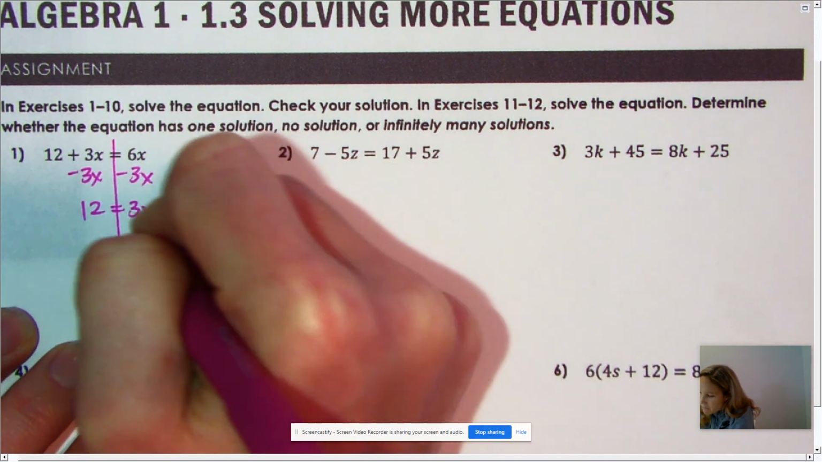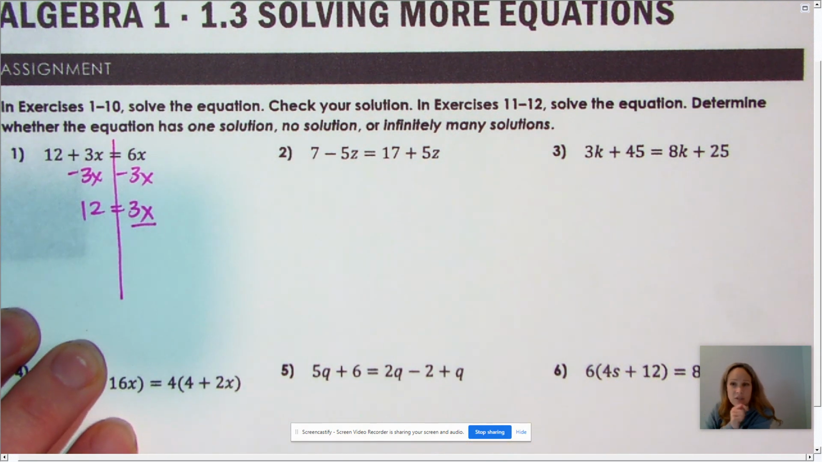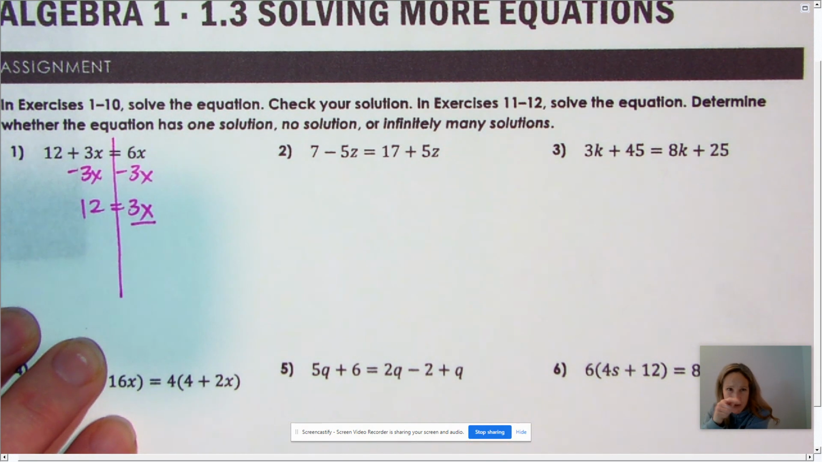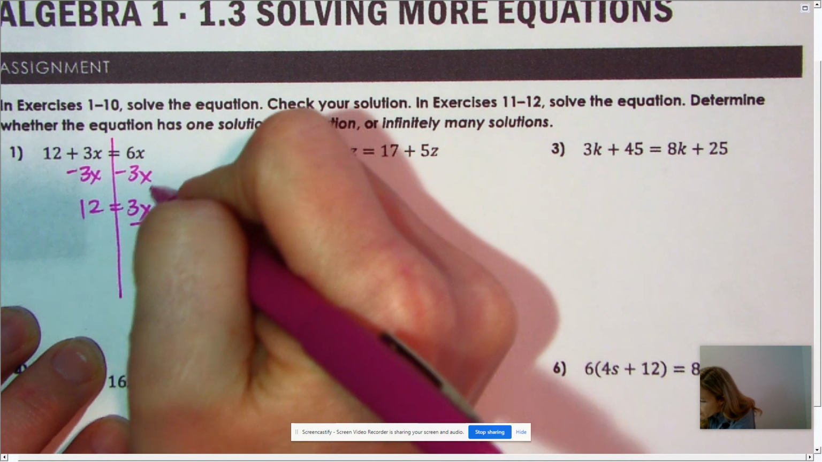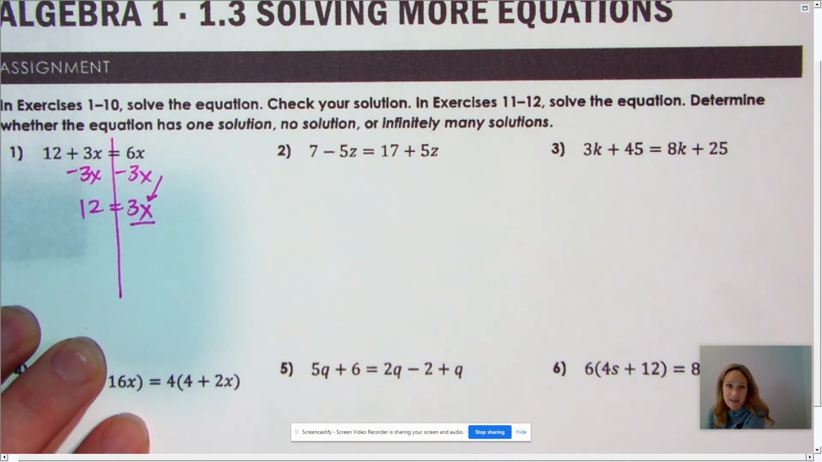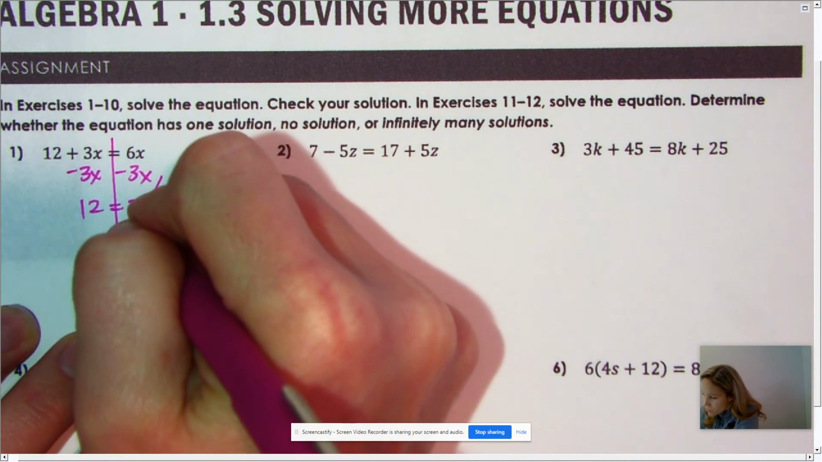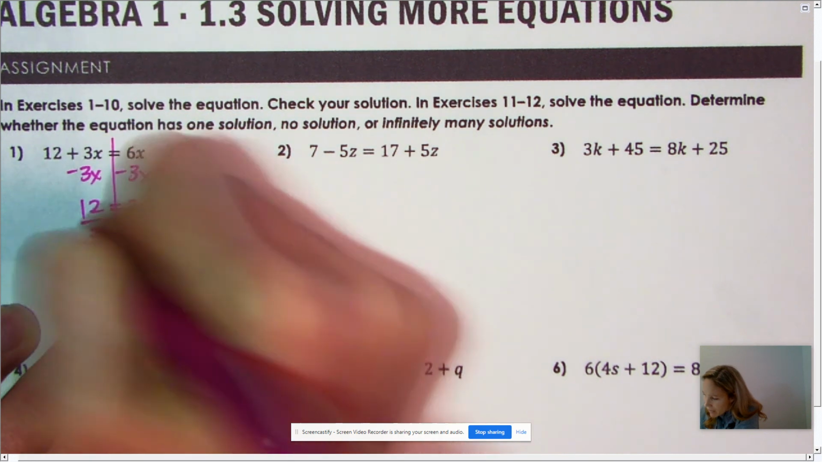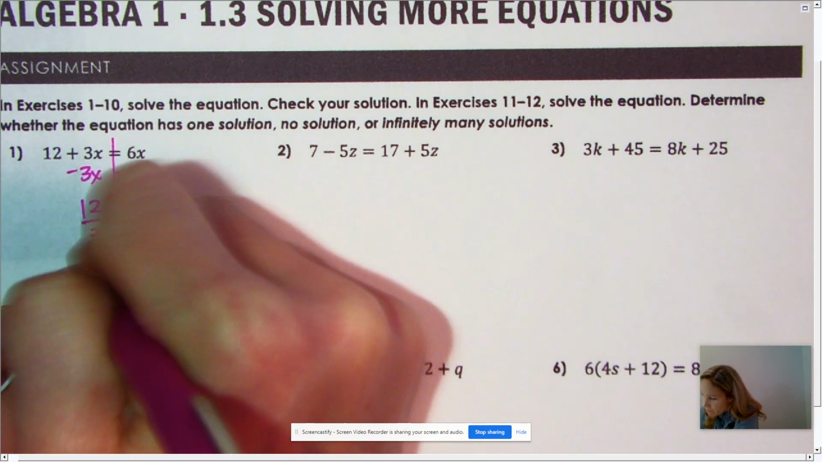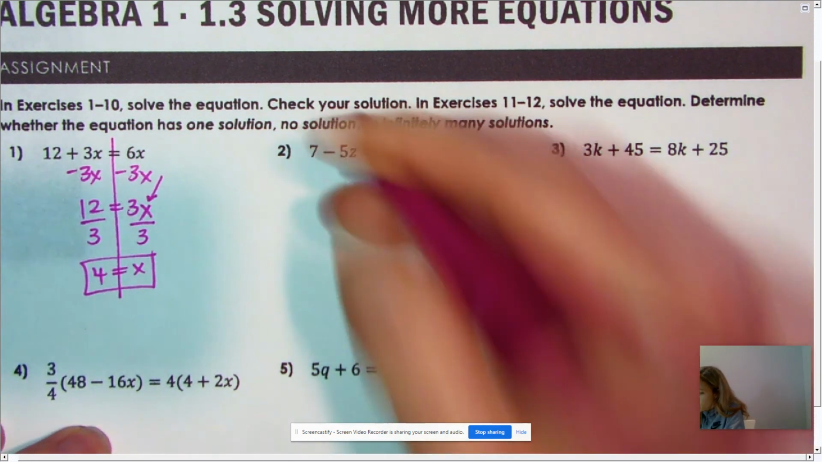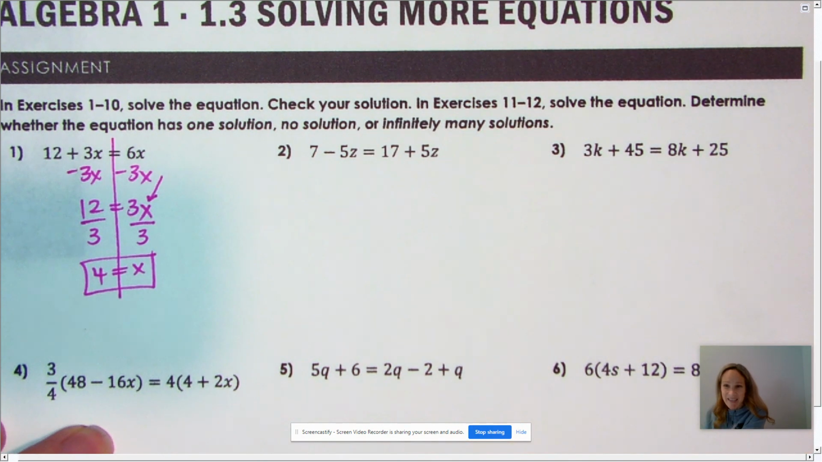And then I'm going to divide by, how do you know whether you should divide by the 12 or the 3? Think about that. How do you know? You look for the x and see whatever's stuck to the x. Okay, since the 3 is stuck to the x, that's what I divide by. So x is equal to 4. Question number 2. Oh, just kidding, skipping it.